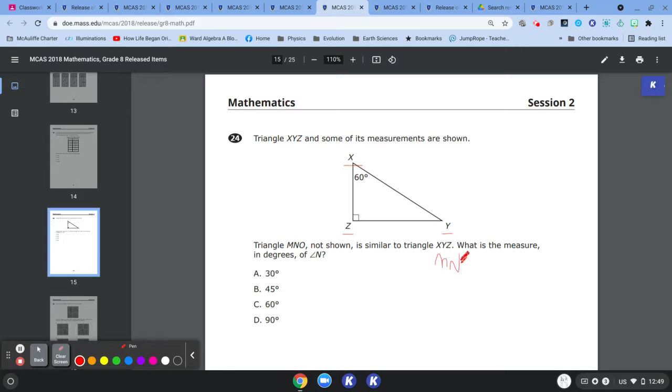O. And we're trying to figure out what's the measure of angle N. Angle N is going to be the same as the measure of angle Y. So we need to figure out what the measure of angle Y is. Well, if that's 90 and that's 60, that adds up to 150, and a triangle has 180 degrees, so 150 plus 30 gets us to 180 degrees. So if angle Y is 30 degrees, angle N is also 30 degrees.